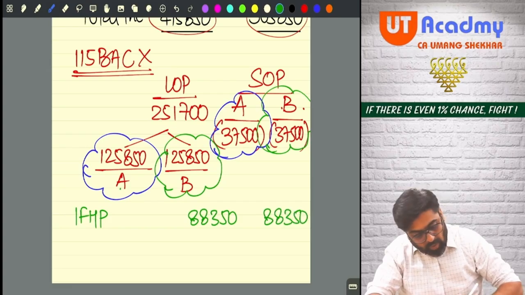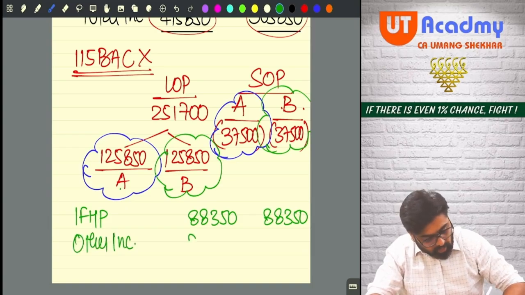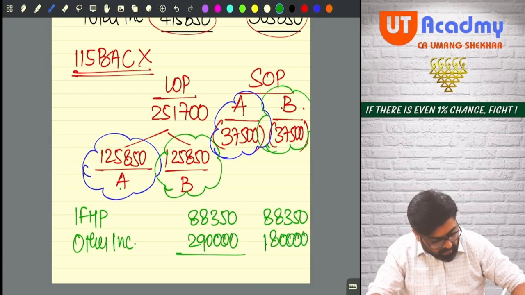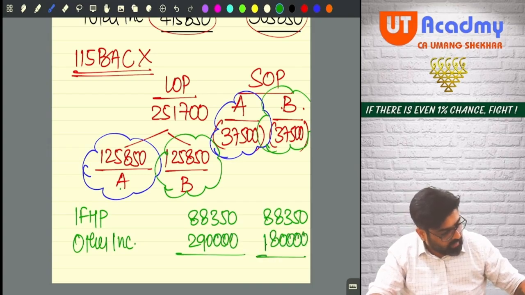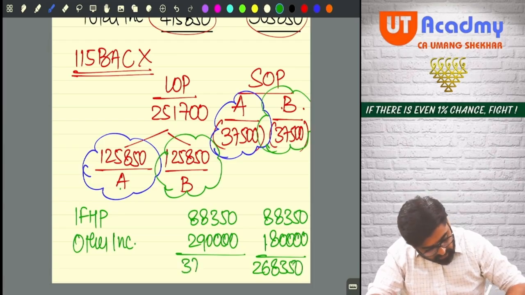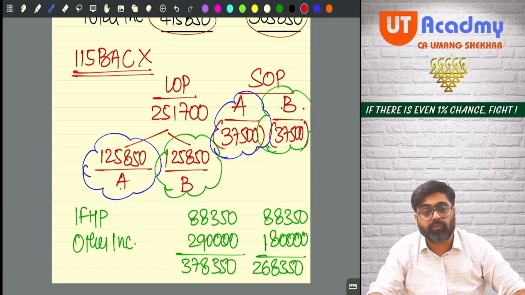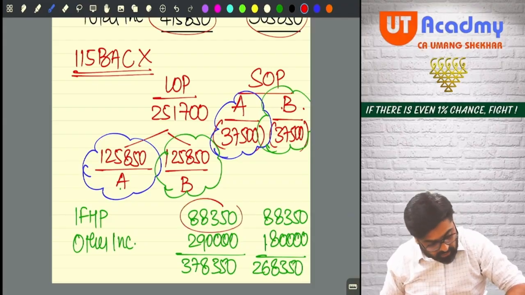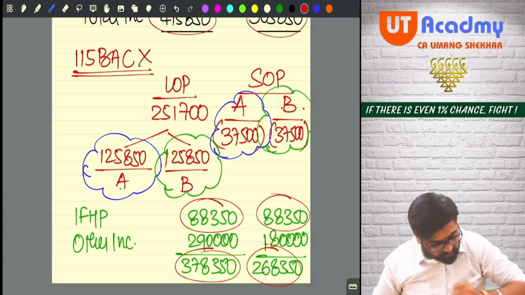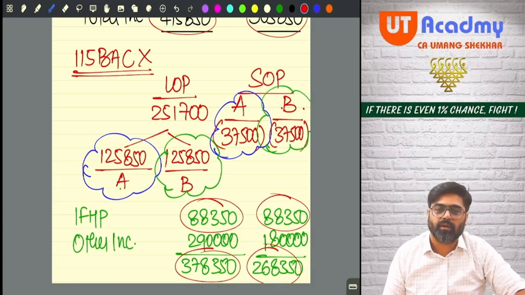Yes or no? And both are having other incomes, no? What are the other incomes? Come on, tell me. 2,90,000 here and 1,80,000 over here. Can you add both of them? Here it will be 2,68,350 and here it will be 3,78,350. So what will be the income from house property if they are not following 115 BSC? Income from house property will be this much. And what will be their total income in that case? It will be this much. Sure. Please check the solution.